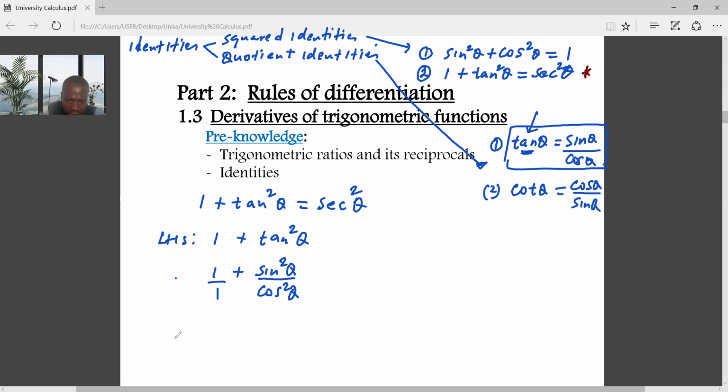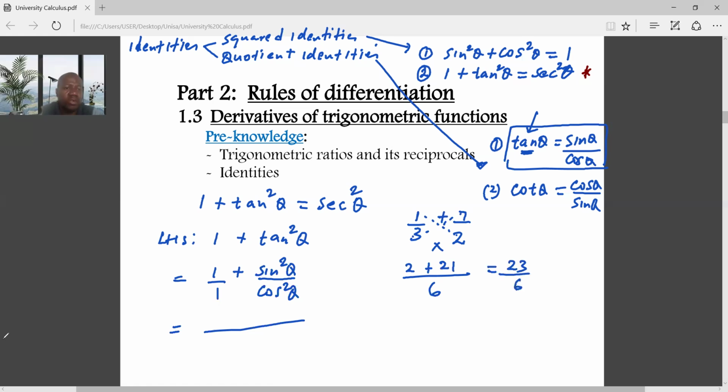I believe you know how to simplify fractions. When we are simplifying fractions, if we have 1 over 3 plus, let's say, 7 over 2, what we do is multiply the denominators. So it's 3 times 2, which gives us 6. Then we multiply this first: 1 times 2 is 2, plus 7 times 3, which is 21, which gives us 23 out of 6.